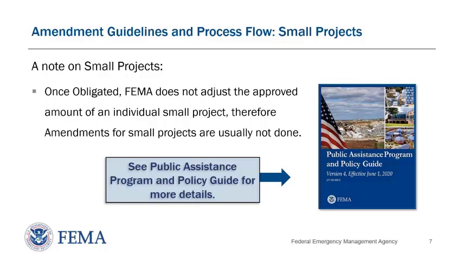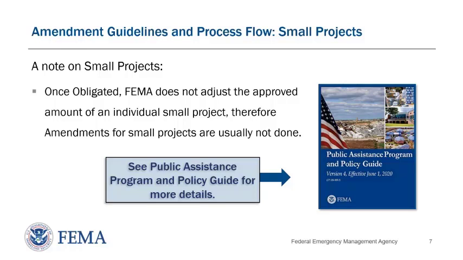FEMA only adjusts the approved amount on individual small projects if one of the following conditions applies. The applicant or subrecipient did not complete the approved scope of work. The applicant or subrecipient requests additional funds related to an eligible change in scope of work. The project contains inadvertent errors or omissions, or actual insurance proceeds differ from the amount deducted in the project. As a note, when we speak about subrecipients, these are applicants who receive a subaward from the recipient. In any of these cases, FEMA only adjusts the specific cost items affected.